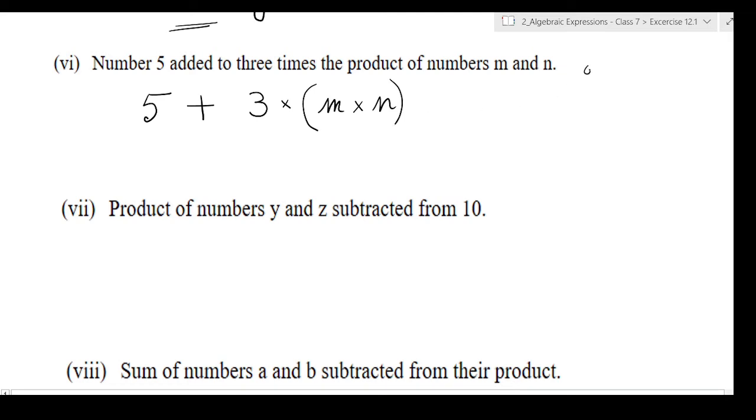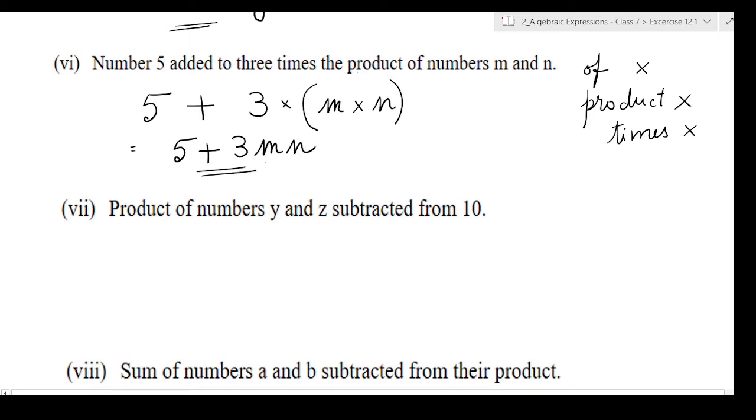So if the word of is given, it means multiplication. If the word product is given, it means multiplication. If they give the word times, that also means multiplication. So how will you write this? That will be equal to 5 plus 3 into m into n is 3mn.